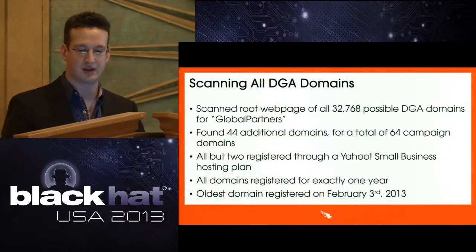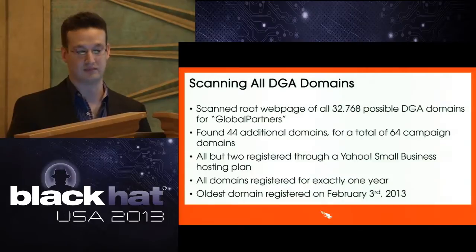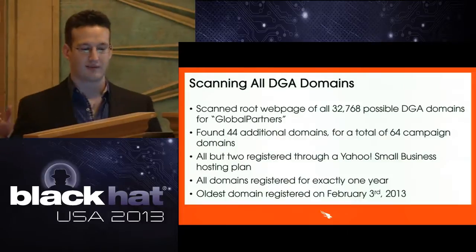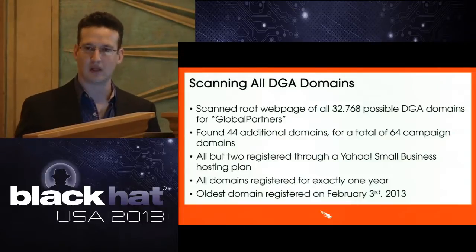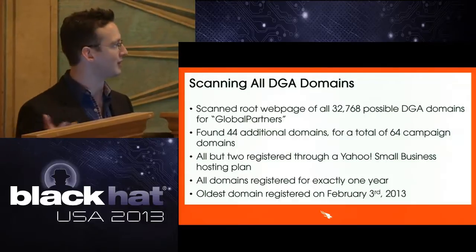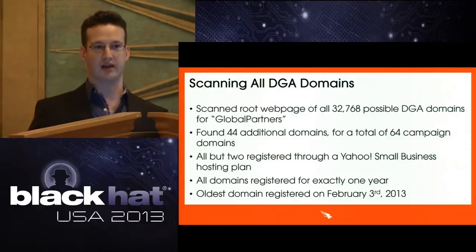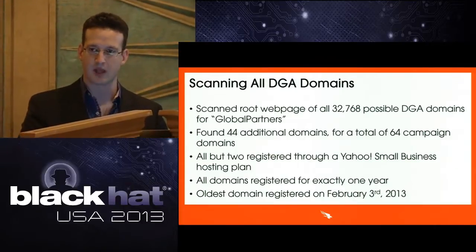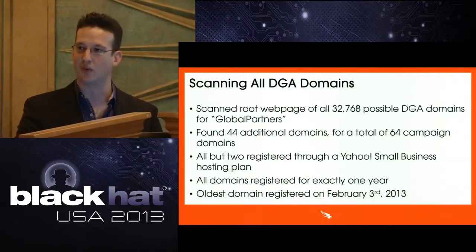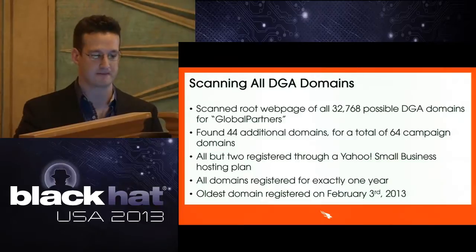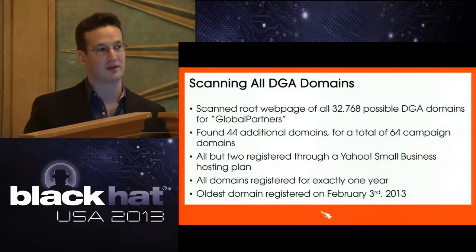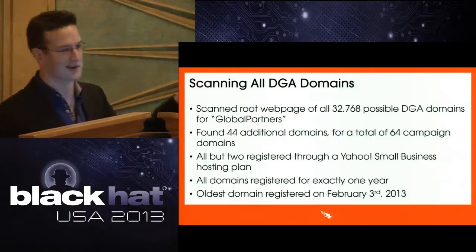Okay, well, we didn't just look at these 20 domains though, we scanned all of them, looking for all the possible domains that could be generated by the DGA for the string global partners. And that allowed us to find 44 more domains for a total of 64 altogether. And all of them, except for 2, were registered through Yahoo.com's small business hosting plan. And all 64 are registered for exactly 1 year before the strike time. And the oldest domain was registered on February 3rd, the day after the malware's PE build times first began. And these were also scanned via Tor.